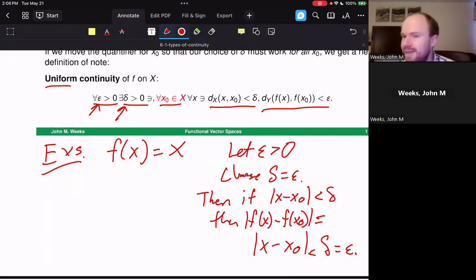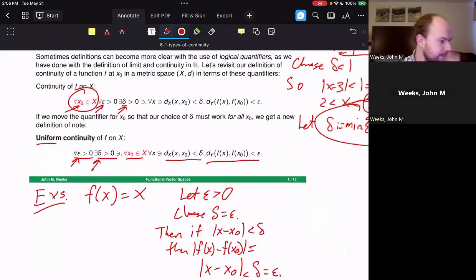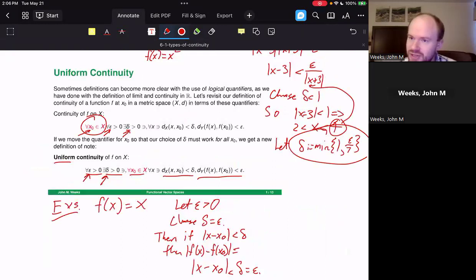In the argument, I never needed to specify an x value when choosing my delta. That's the big deal. We'll see other characterizations of uniform continuity here as well, but this is the one that's most useful for proving things.